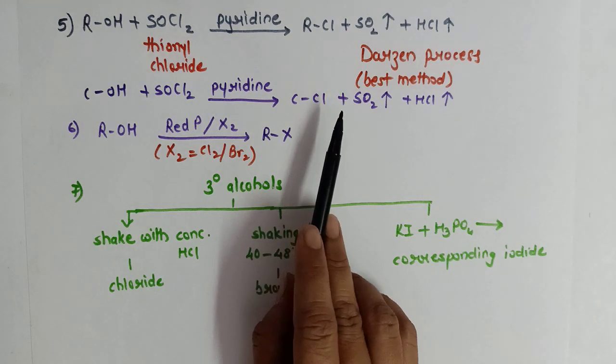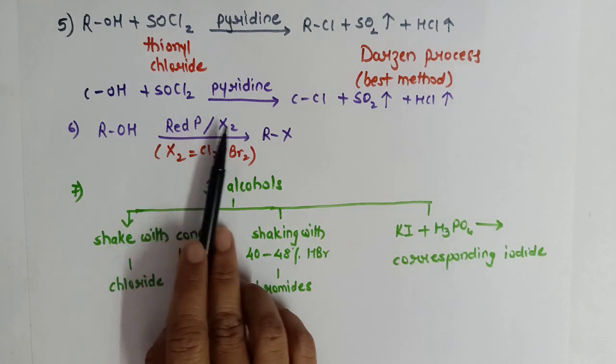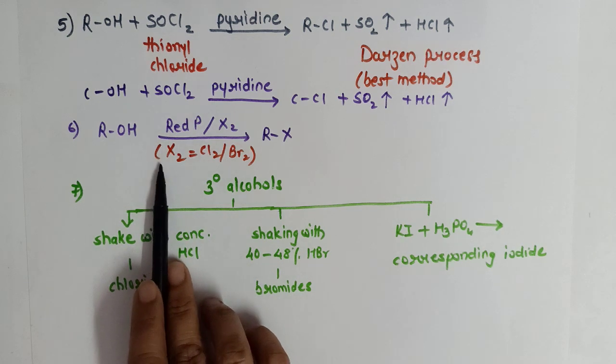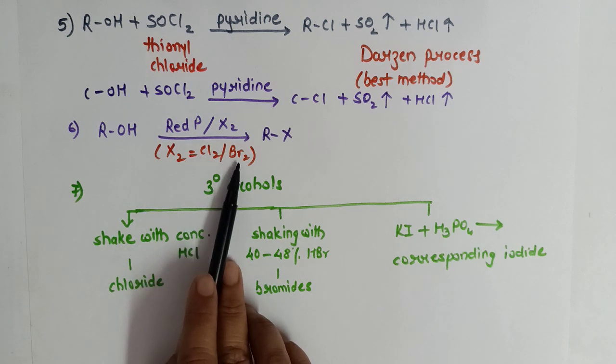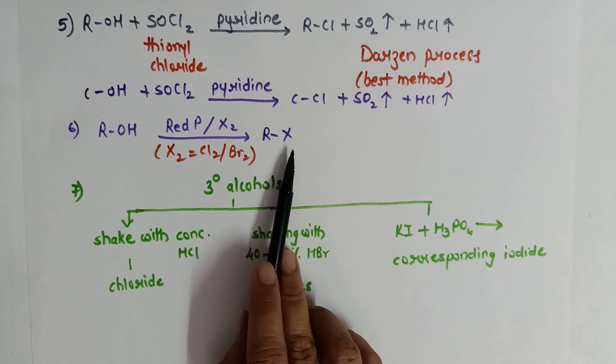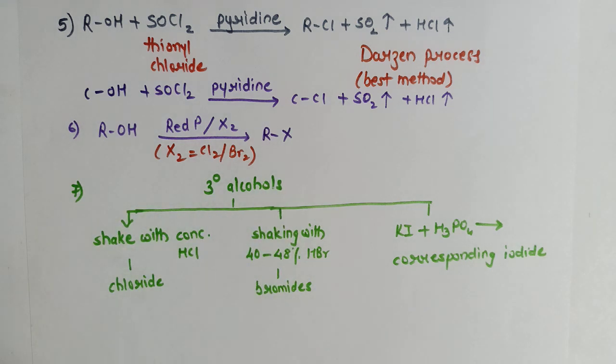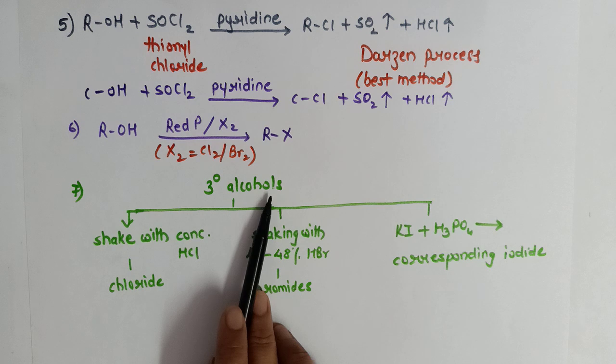The next method for the preparation of haloalkane from alcohol is by using red phosphorus and halogen. Halogen can be either chlorine or bromine and we get haloalkane. In all the methods we have studied till now, you must have seen that maximum methods were applicable for either chlorides or bromides. Now suppose we are using 3 degree alcohols.